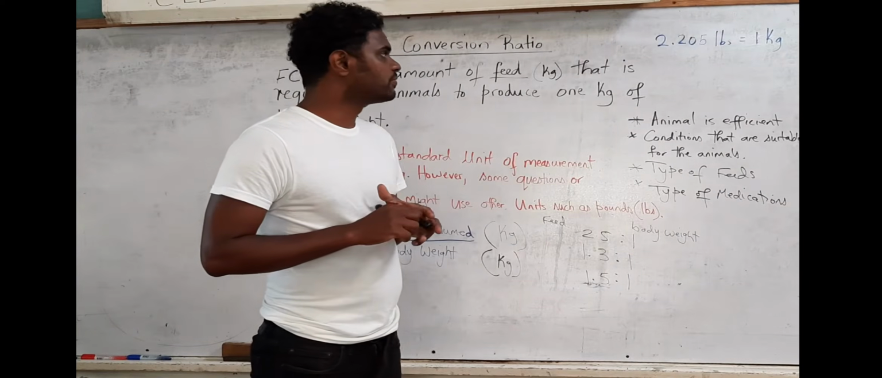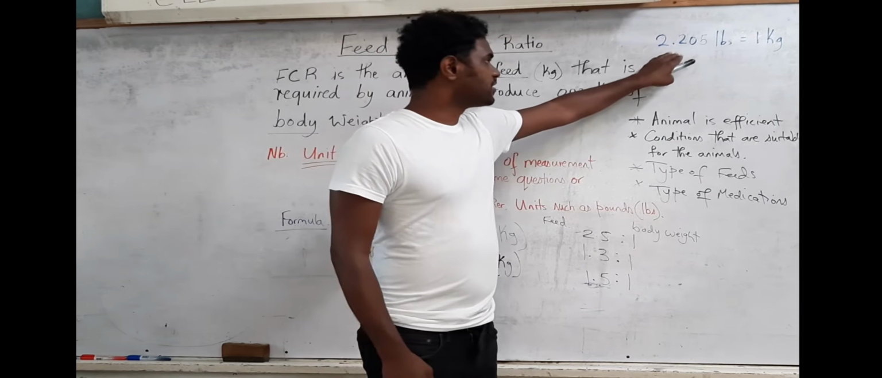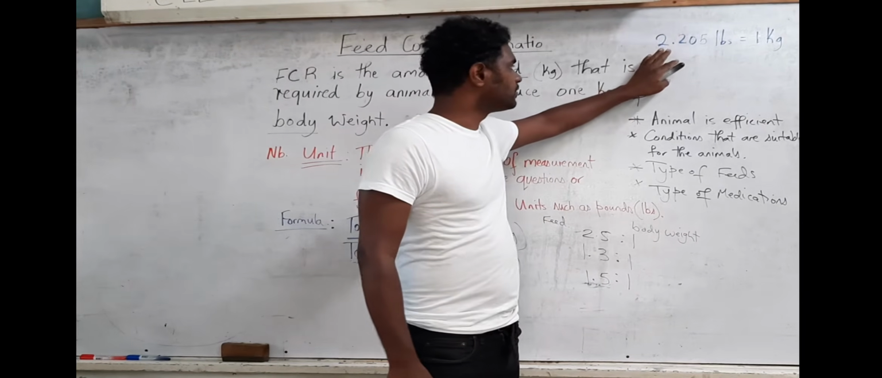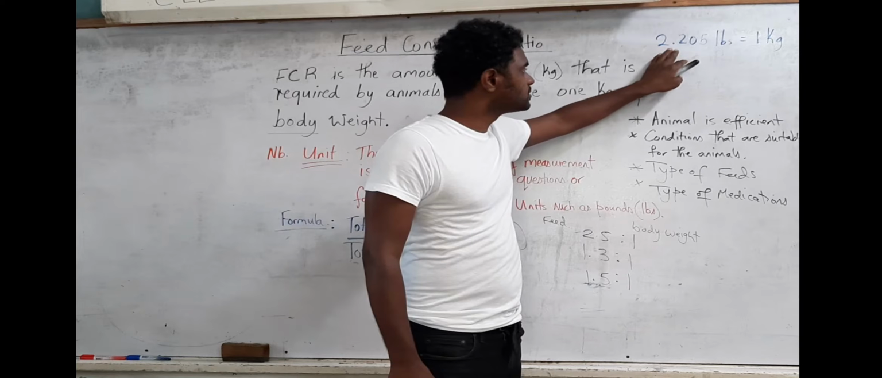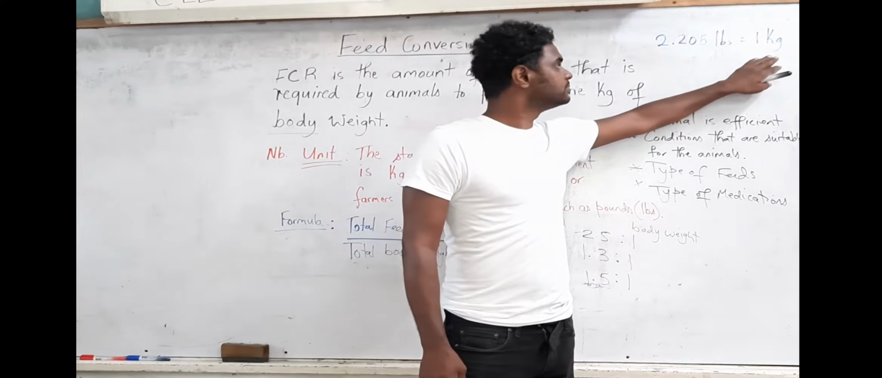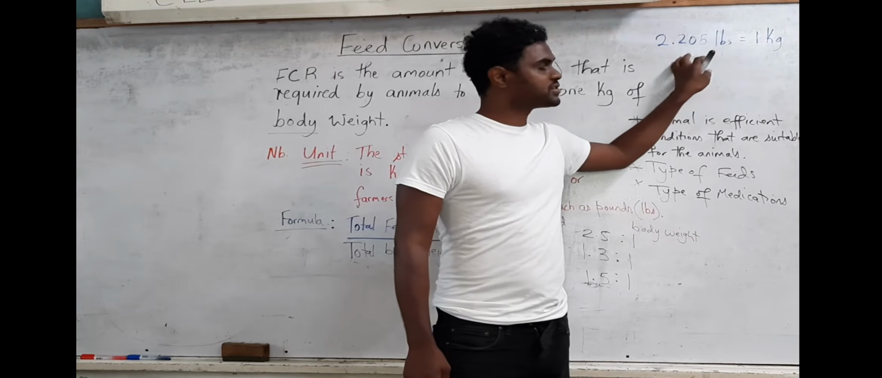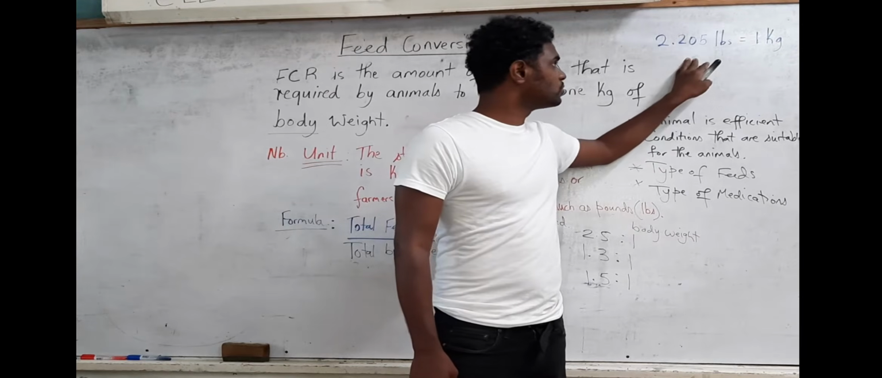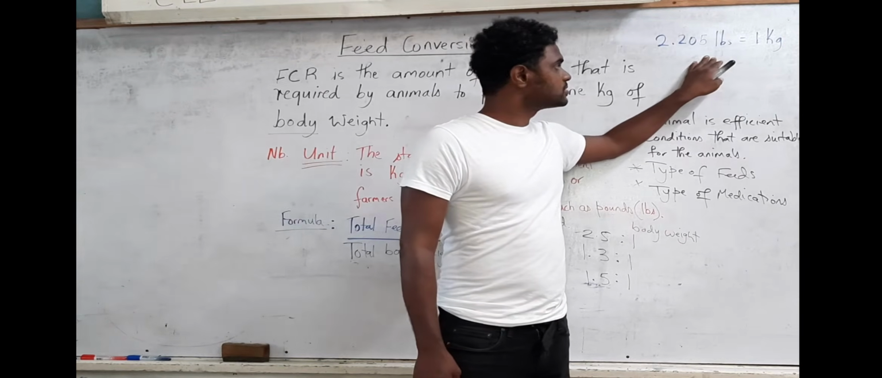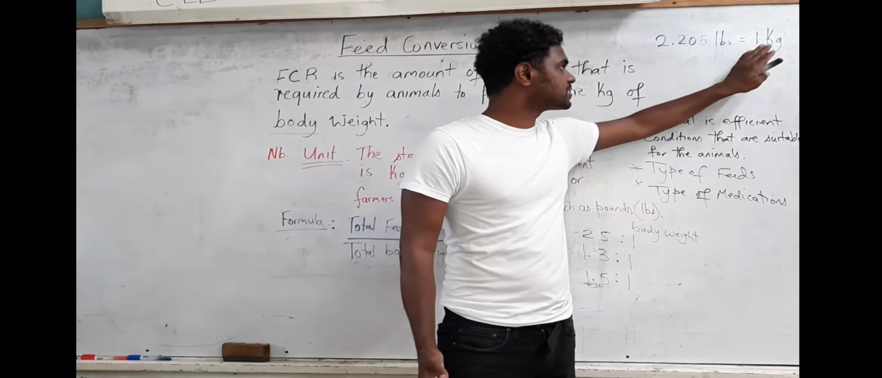Before we move into that, I also want you to know that to convert your units, it is 2.205 pounds that makes 1 kilogram. So the kilogram unit is larger than the pound, because it takes 2.205 pounds to make 1 kilogram. So the unit that is larger is the kilogram.